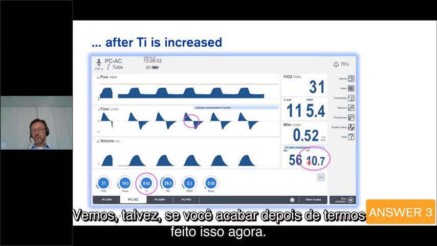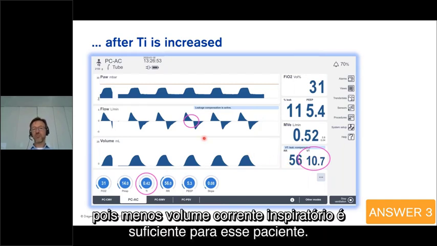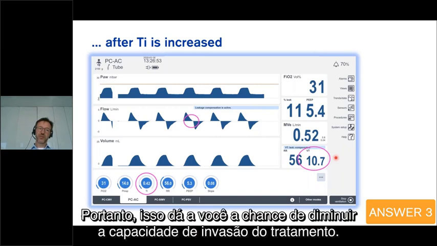Okay, we see that after we have done this, maybe in reality you could even reduce the pressure, because less tidal volume is totally sufficient for this patient. So this gives you the chance possibly to decrease the invasiveness of treatment here.